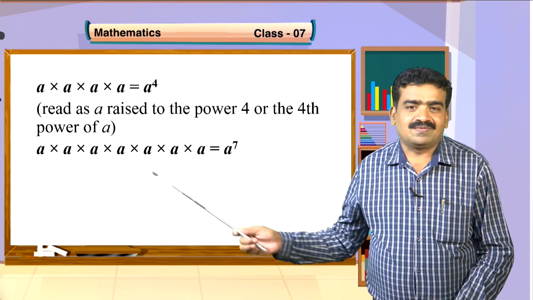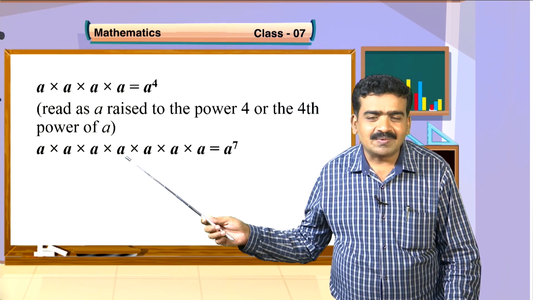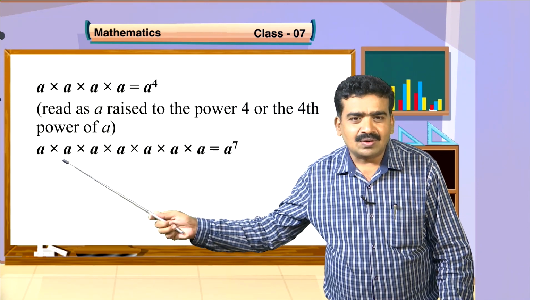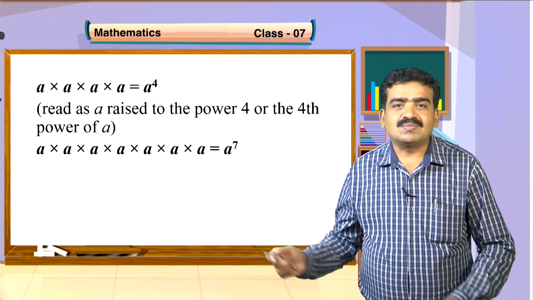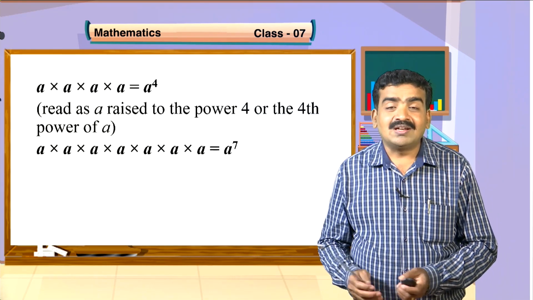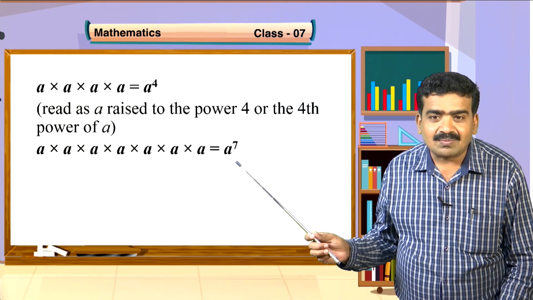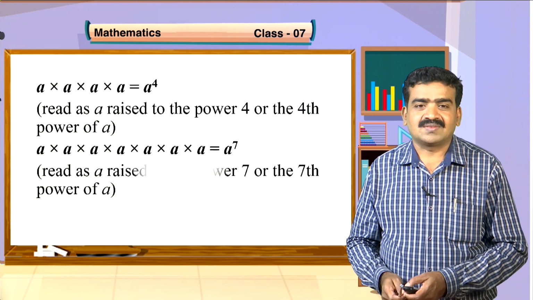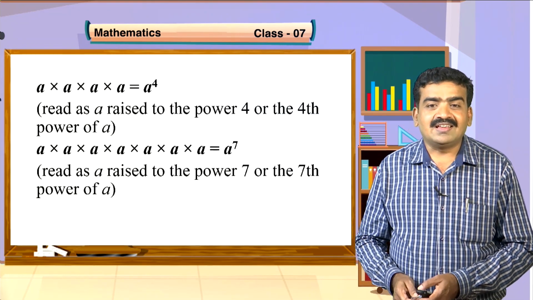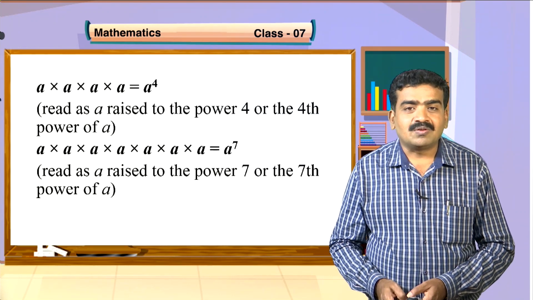Similarly, if there is a multiplication of a like this, how many times is a multiplied? 1, 2, 3, 4, 5, 6, 7. Here a is multiplied 7 times, therefore the exponential form is a to the power of 7. So that can be read as a raised to the power of 7 or 7th power of a.